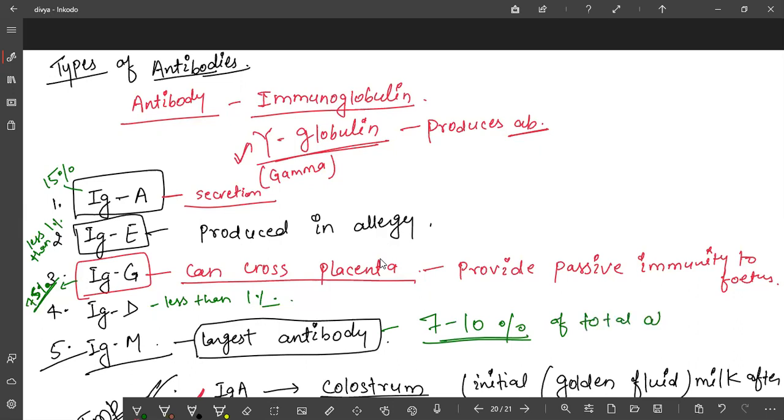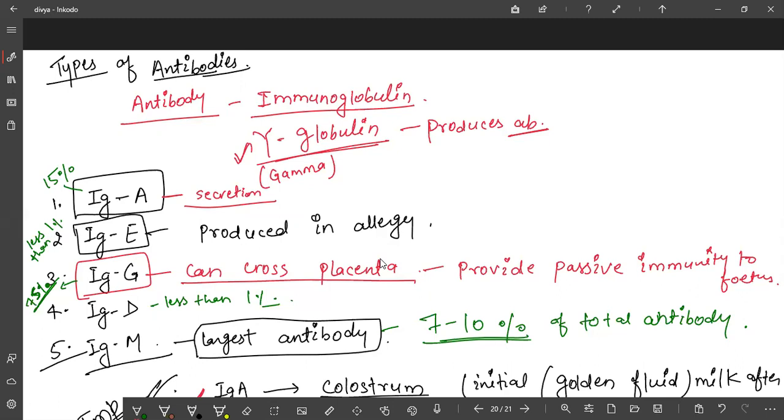So what do you think? Most abundant antibody is IgG. How much percentage is there of IgG? 75%. And what about IgE? Less than 1%.